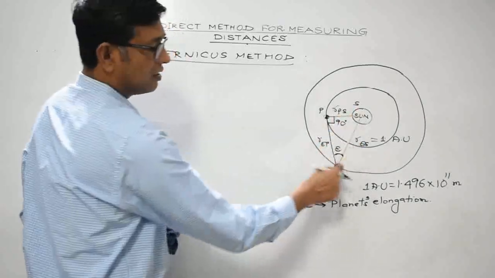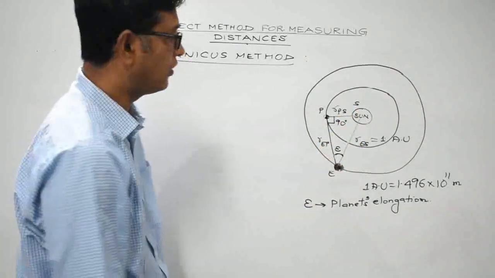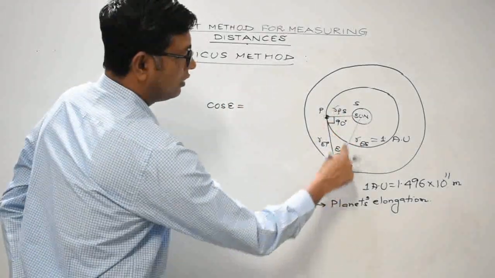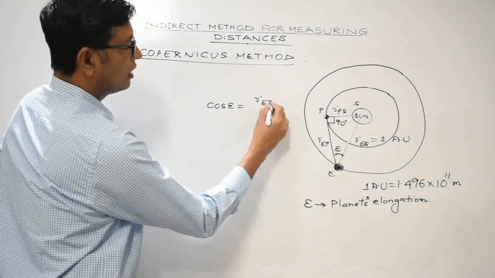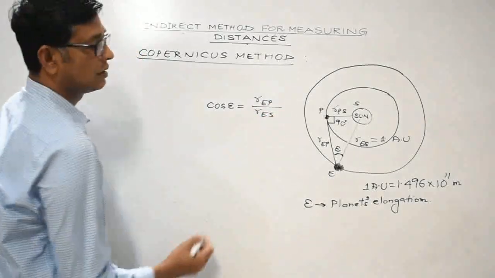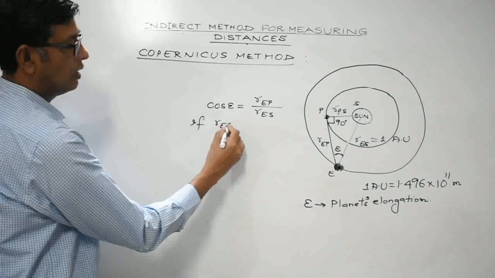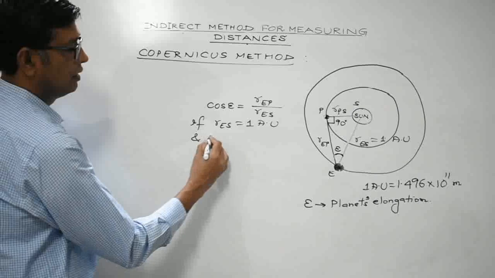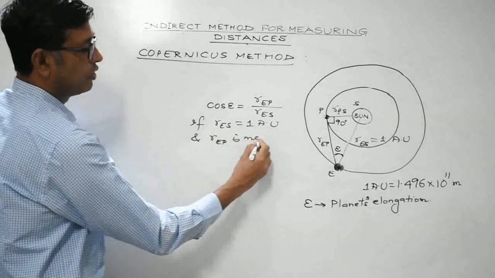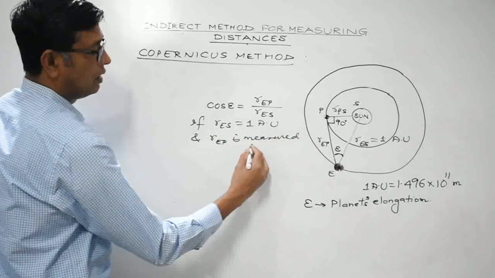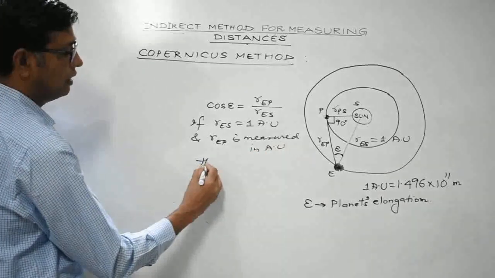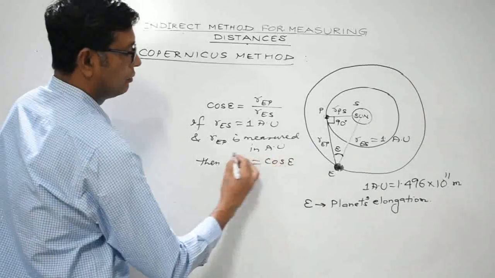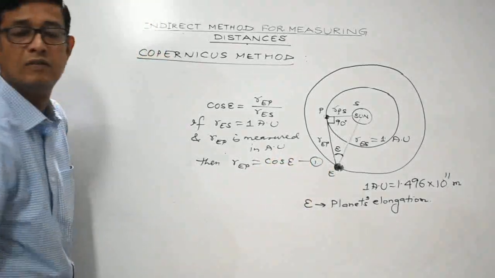Now what to do is, it's a right angle triangle. We can make use of trigonometric function. So consider cosine, cos E. It will be equal to base over hypotenuse, that is REP divided by RES. If RES is equal to 1 AU and REP is measured in astronomical unit, then REP is equal to cos E. Put this as equation number 1. Right?